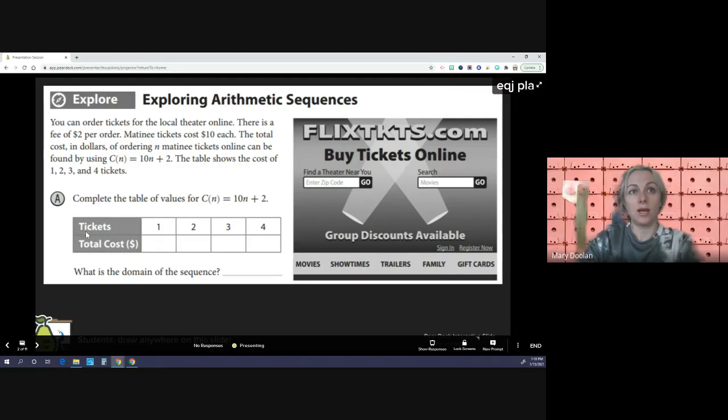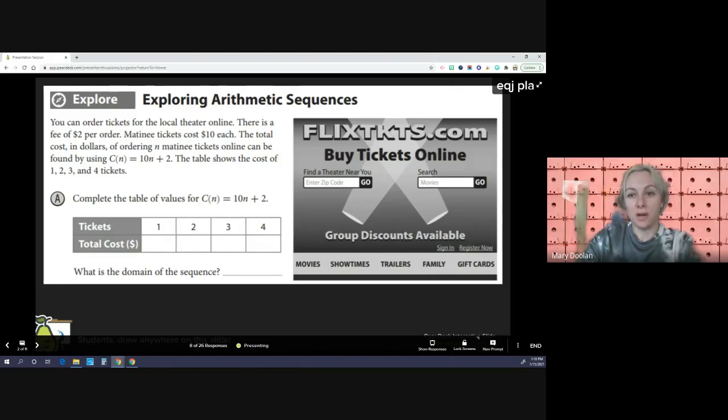If I want to order 1 ticket on this website, I take the 1 and put it into the function. This is just like our warm-up, right? 10 times 1 is 10. 10 plus 2 is 12. So right here, I'm going to type 12. Everybody can go and type 12 right now in this first box, and you're participating. If you think you can figure out these other ones, I want you to try them. But everybody should be typing 12 right now, okay?